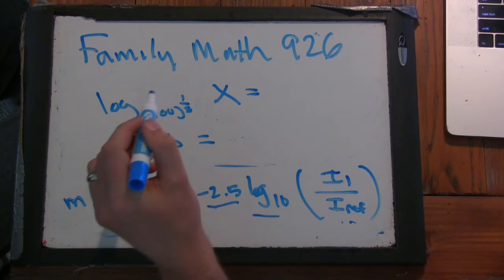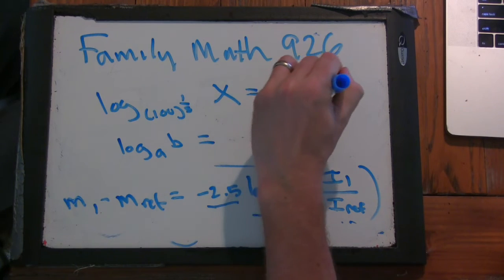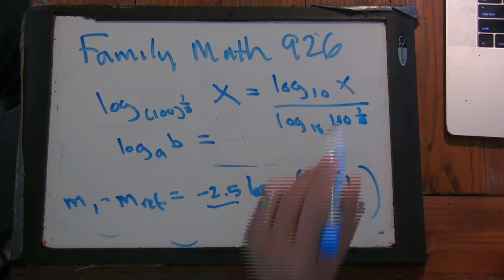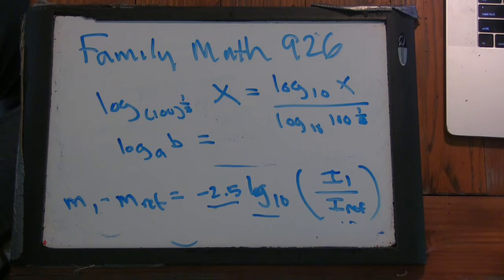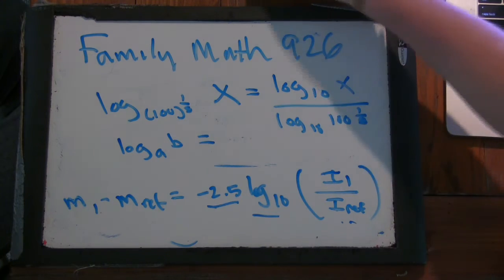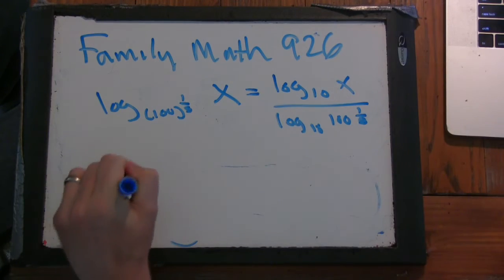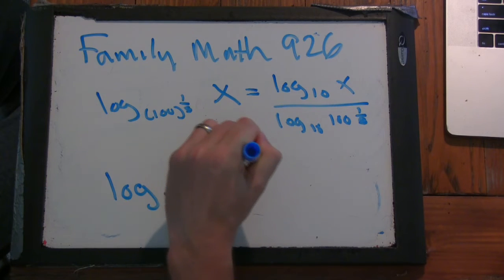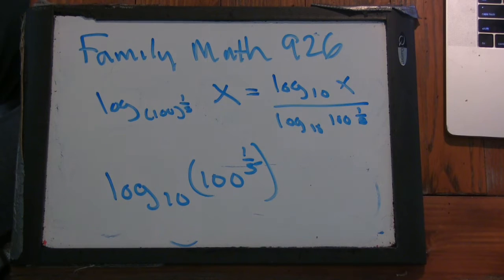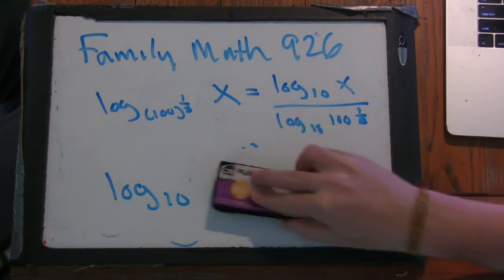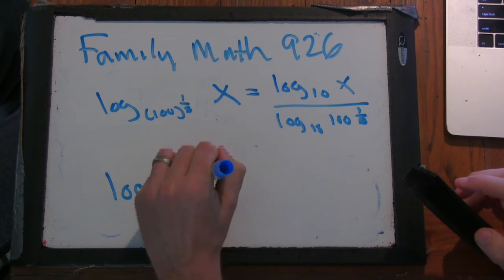So this is going to be the same as log base 10 of x over log base 10 of the fifth root of 100. Let's see if you can tell me what log base 10 of the fifth root of 100 is. What is log base 10 of 100 to the 1/5 power? Well, 100 is 10 squared, so this is really 10 squared to the 1/5.